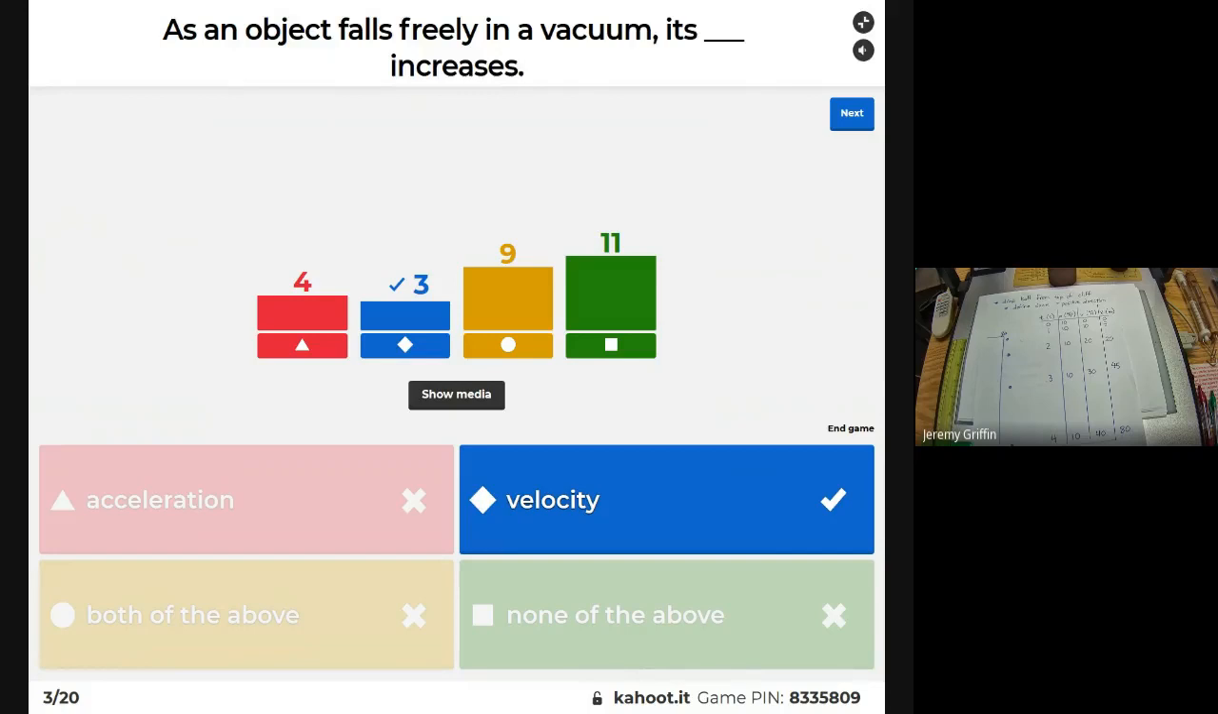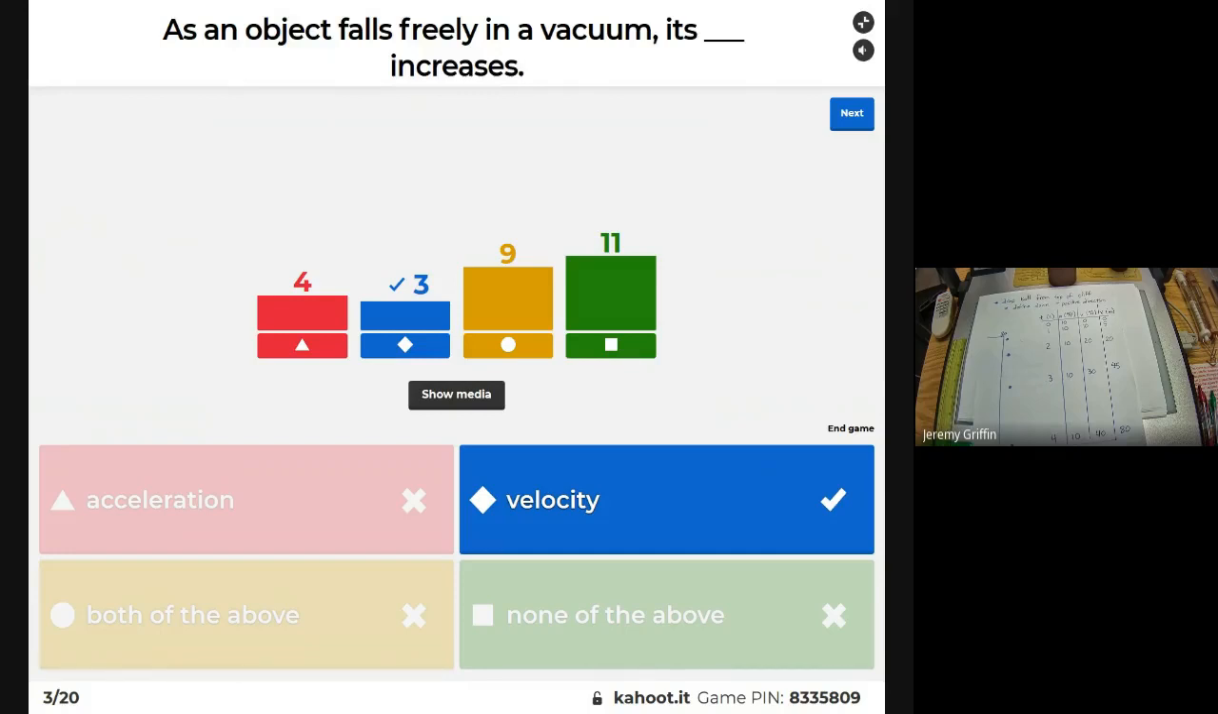Okay, that's great. See, it's always picking up 10 meters per second per passing second, right? That's Earth's gravity pulling it, right? And its speed is actually increasing, right? So that's it. Its velocity is increasing, right? Acceleration stays constant, right? As long as you're in a vacuum.